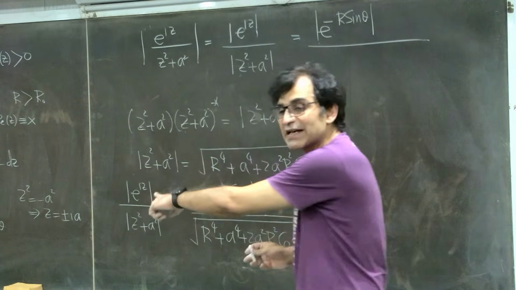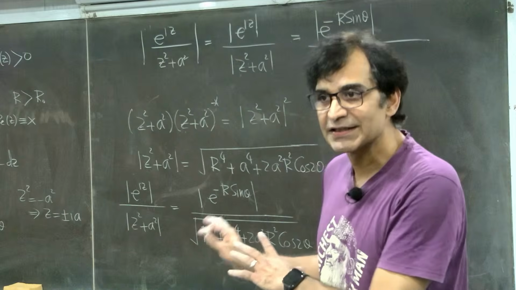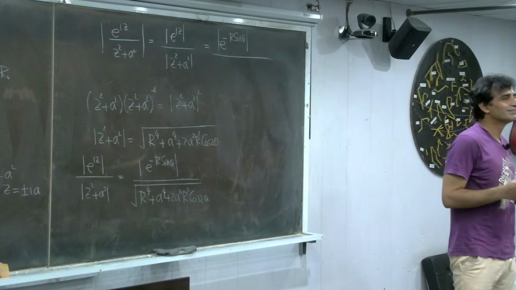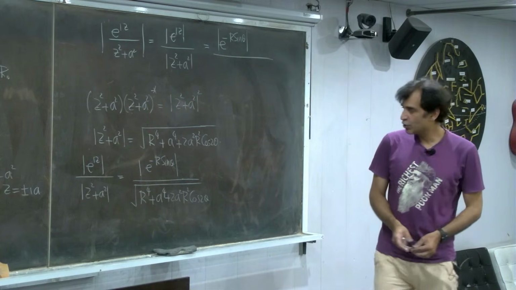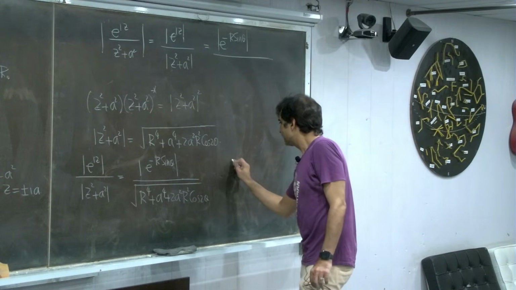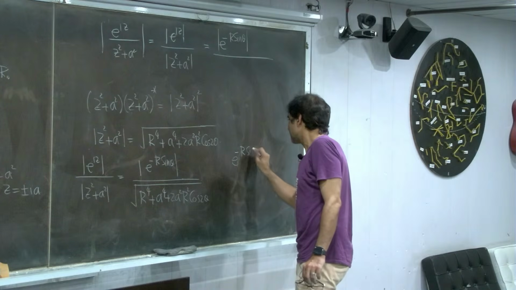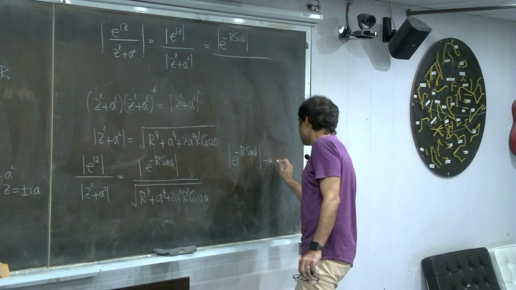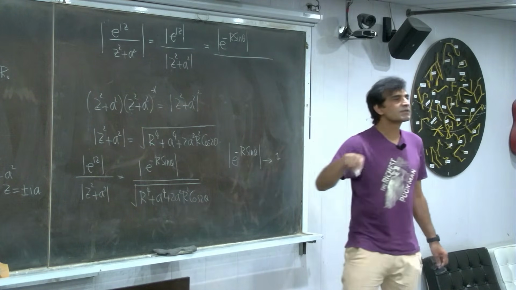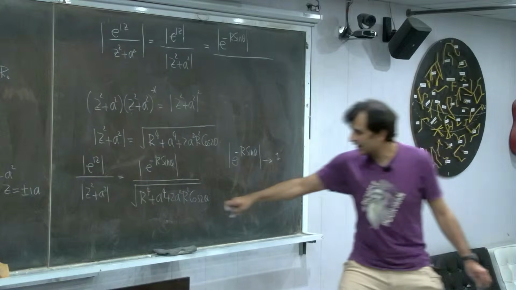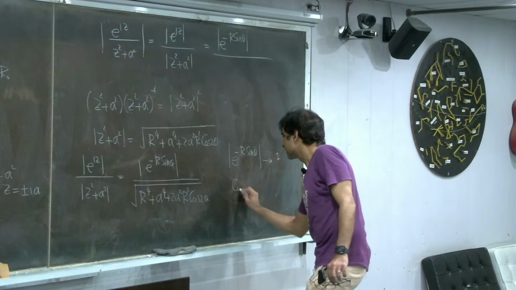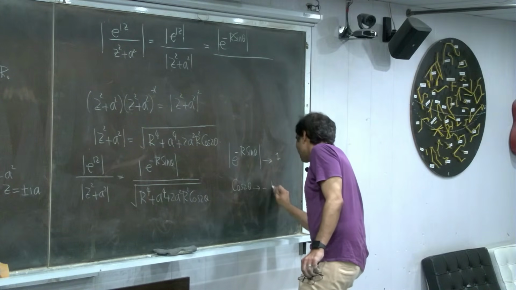You remember you have to find the maximum value of this at r. When will this function become maximum? When the numerator becomes maximum, the denominator becomes minimum. So it means that e to the power minus r sin theta goes to, let's say, 1 maximum, and the other condition is cosine 2 theta goes to minus 1, so that you have a negative sign over here and then you have the minimum value.